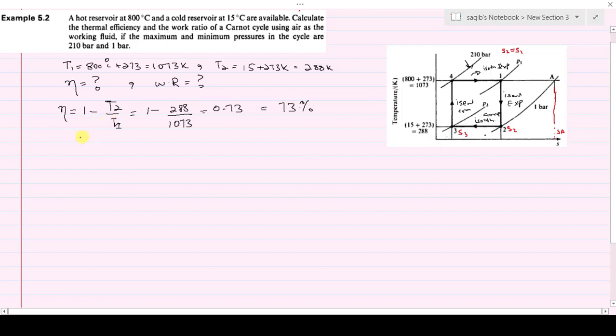Now we will find the work ratio. Our next step is to find the work ratio. To find the work ratio you must know the entropy S at state point 1. That is impossible to calculate directly. We will follow some rules. A simple TS diagram of the Carnot cycle is just like this.